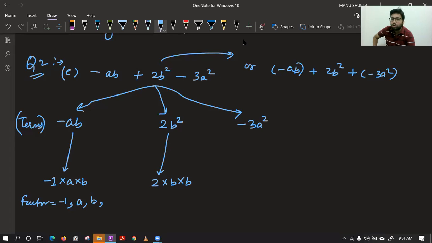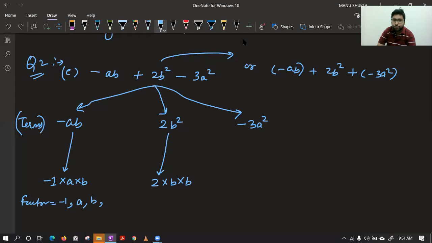Suppose you say table of 3, 3 ones are 3, 3 twos are 6, 3 threes are 9, 3 fours are 12, 300 are 300, 3000s are 3 lakhs, 3 crores, 3 million, billion, trillion, zillion, whatever it is, it will keep on going. So factors are limited, but multiples are unlimited.